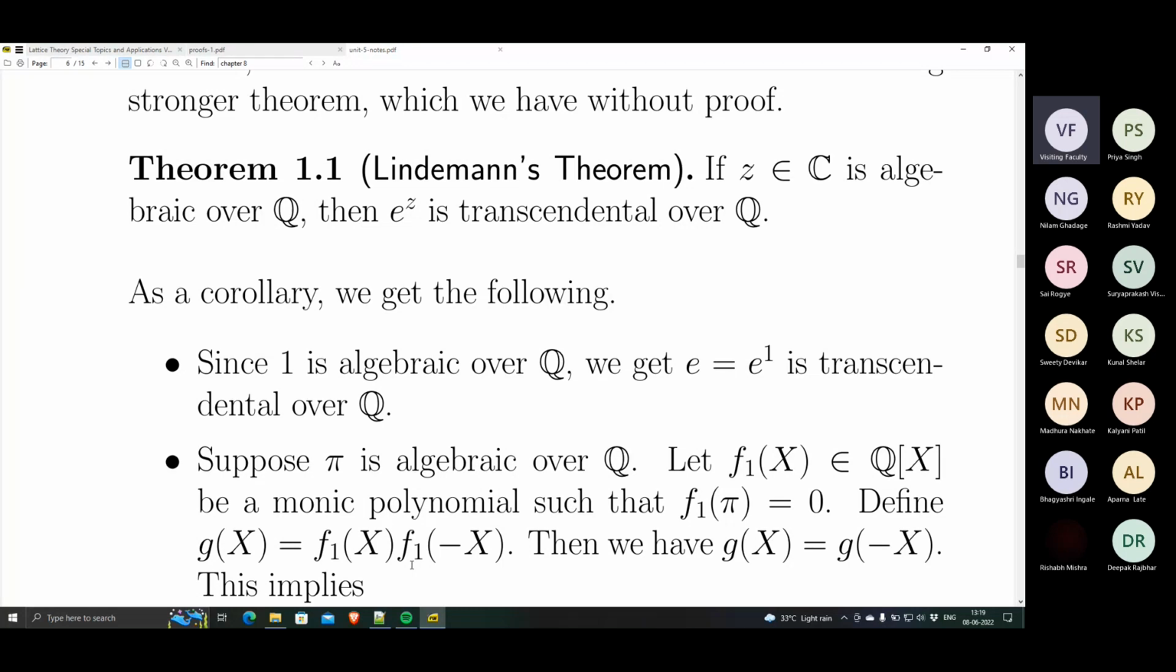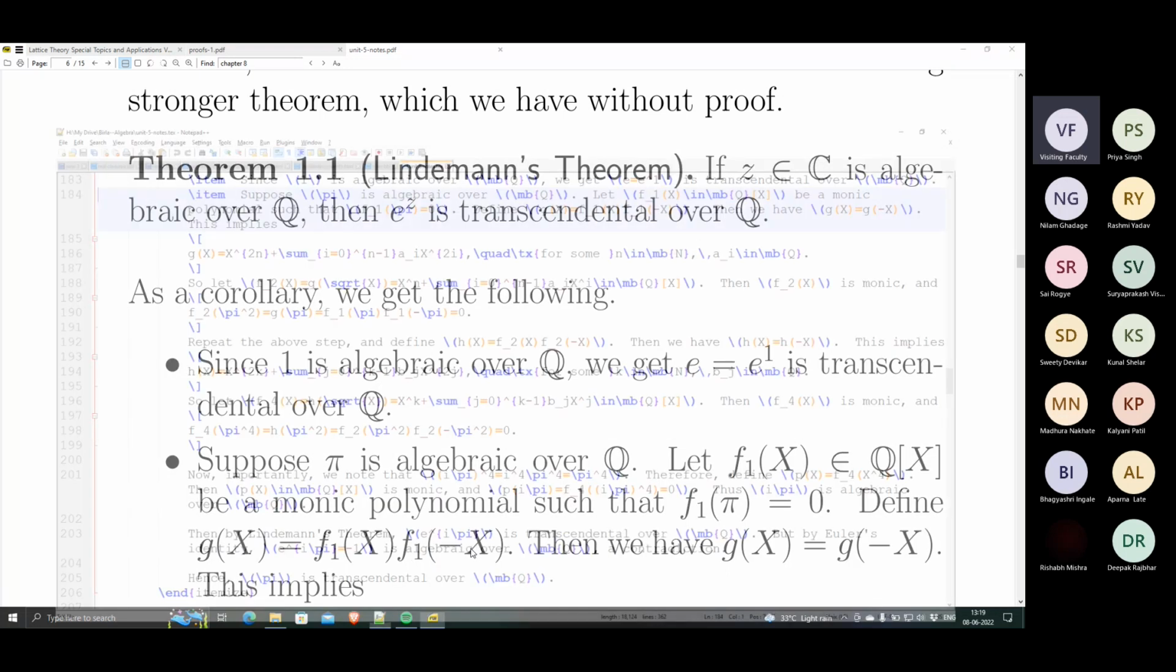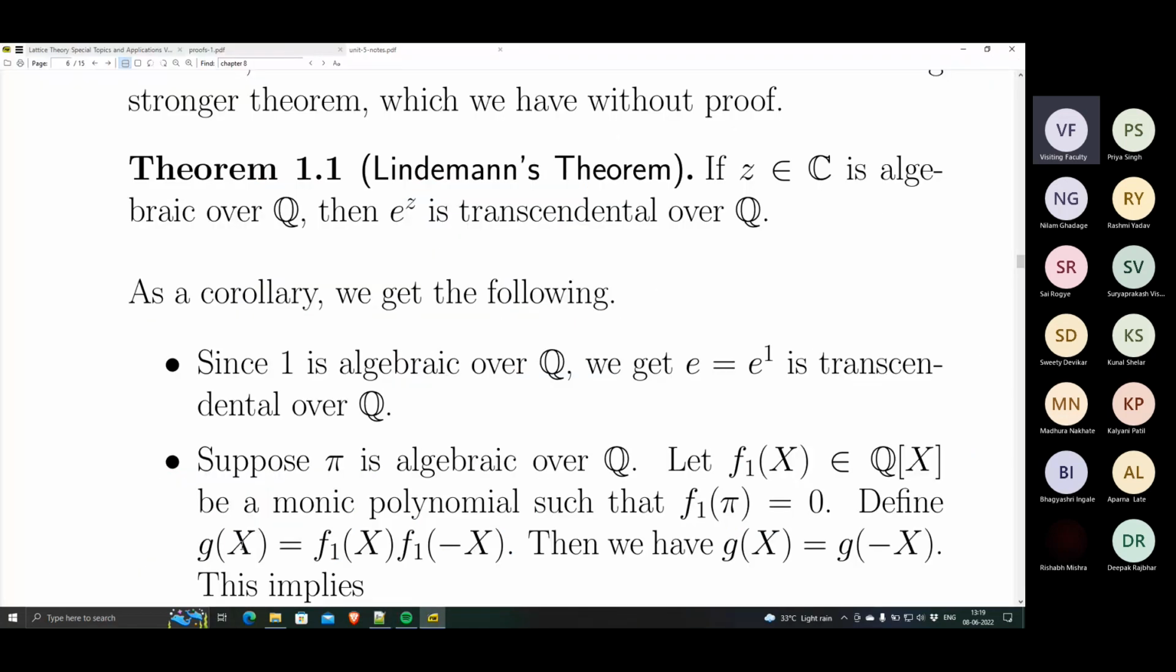So f1 we already have. We now create the polynomial g. G is f1 of x times f1 of minus x. Now do you see both x and minus x are present as arguments? So if I say g of minus x, g of minus x is just again f1 of minus x times f1 of x, which is g of x itself. So this polynomial g is in fact symmetric in this sense. G of x is equal to g of minus x, just by definition.